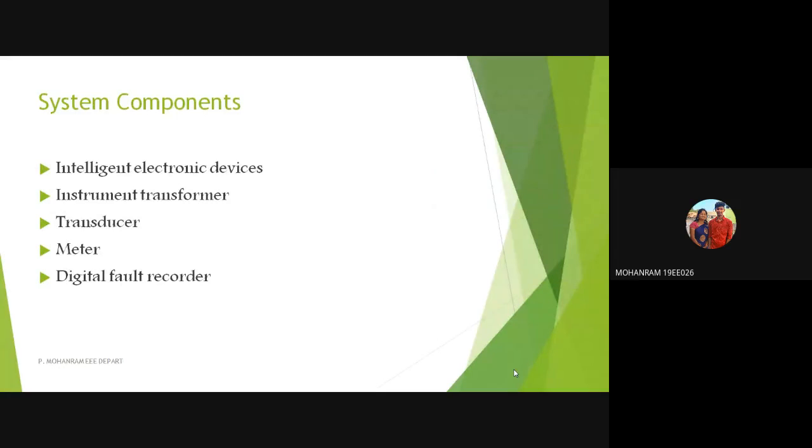See, these are the main components in power system automation. Other than the SCADA system, like sensors, PLCs, and RTUs, these system components also play a major role in power system automation. Those components are intelligent electronic devices, instrument transformers, transducers, meters, and digital fault recorders. These are the components which play a major role in automating the power system. First, we are going to see about the intelligent electronic device. Next.